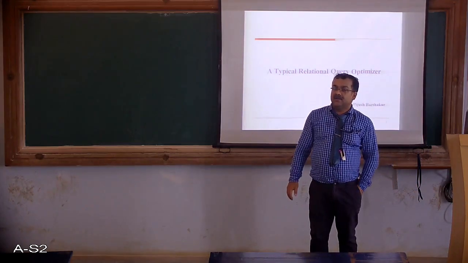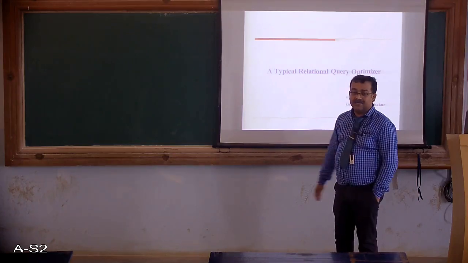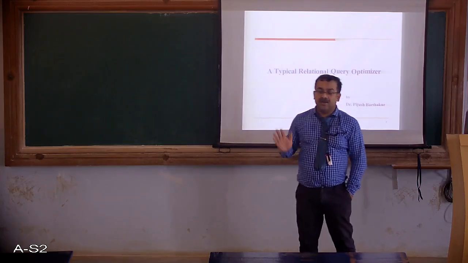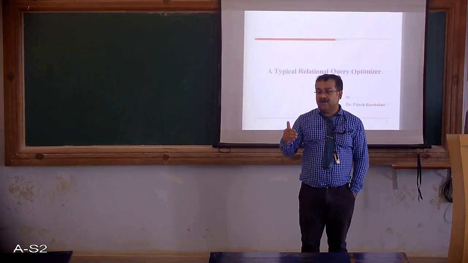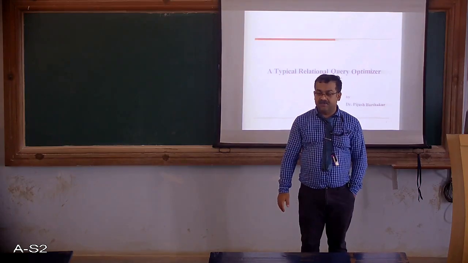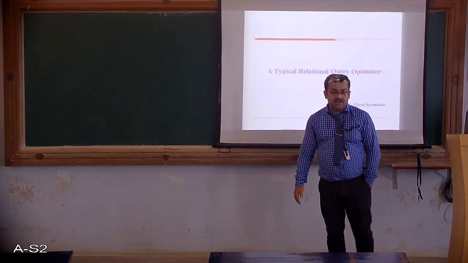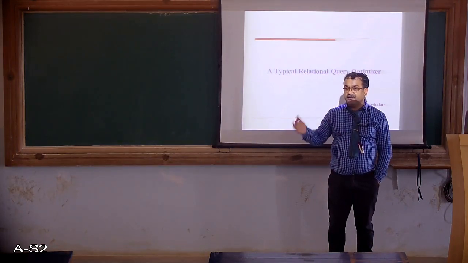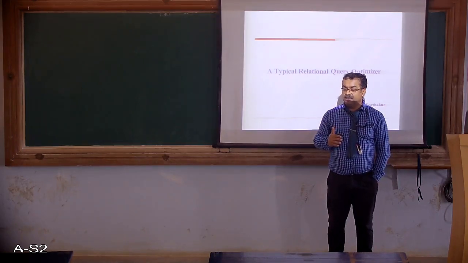Hello students, today in this lecture I'm going to start on this particular topic, that is the typical relational query optimization. We have seen a little bit of query optimization in our third unit syllabus. If you remember, we have discussed the concept of the access path. Access path means different ways of retrieving the tuples from the relation. That's what we have discussed earlier.